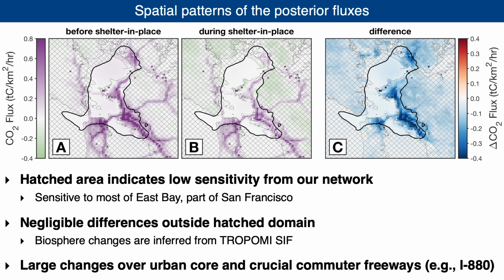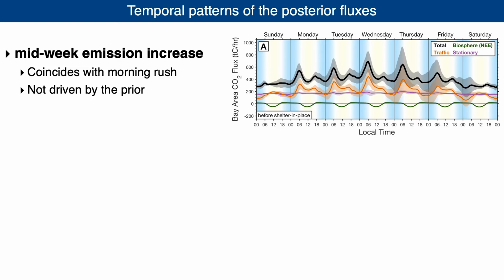So we see a pretty large decrease over this domain, primarily in the urban cores and along crucial freeways such as the I-80 freeway. So this implies large decreases to traffic CO2 emissions during this time period. Alright, what I'm showing here is the Bay Area CO2 fluxes before shelter in place. What we're finding is large CO2 emissions from traffic in orange that coincide with the morning rush hour during the middle of the week. This is not simply driven by the prior emissions, and it's notably absent during the weekend.